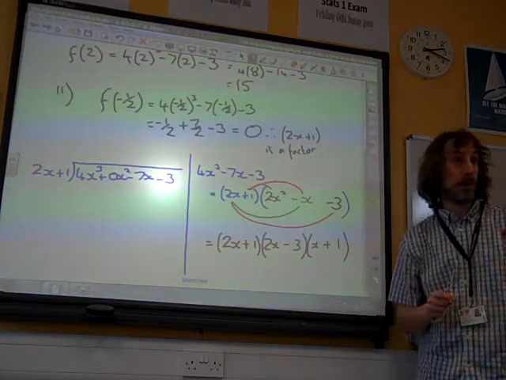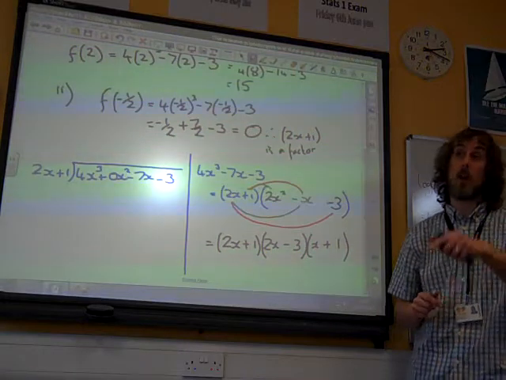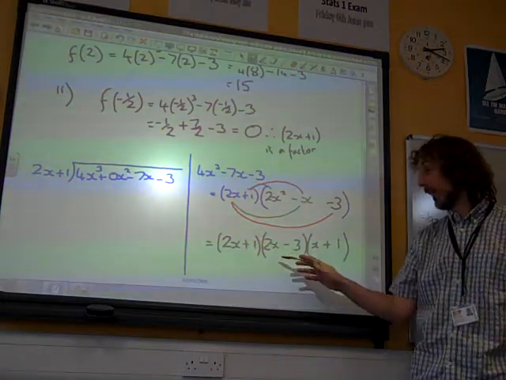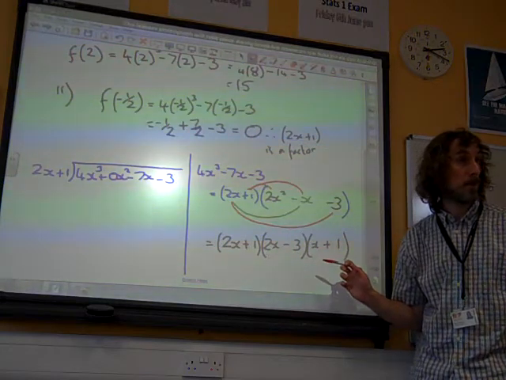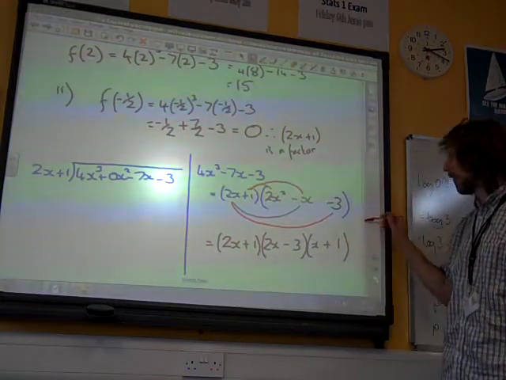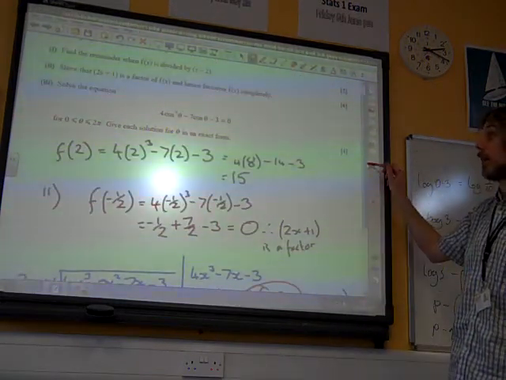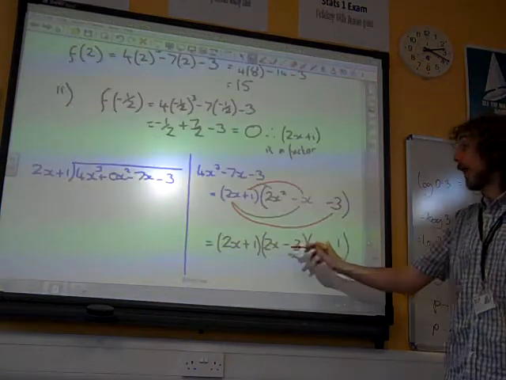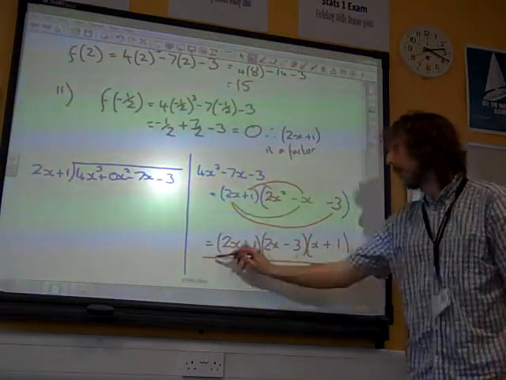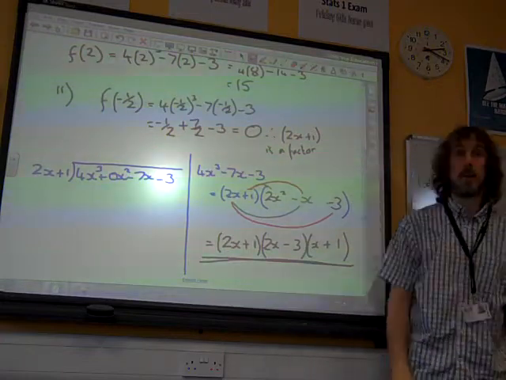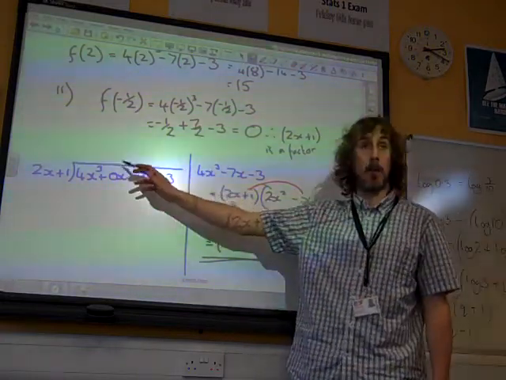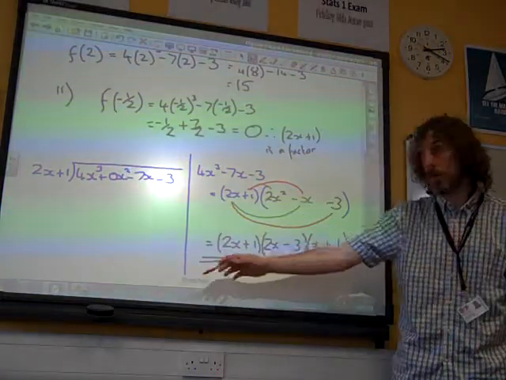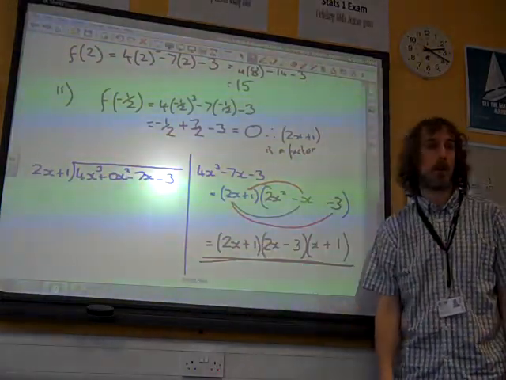One thing that a few of you did when I was marking this is you then went on to say x equals minus a half, x equals 3 over 2, x equals minus 1. But the question didn't ask us to do that, did it? The question said fully factorise completely. So that is your final answer. That's as far as they want you to go, and then to stop. If you'd done the long division, you would have got 2x squared minus x minus 3 on the top, and then you would have had to factorise that to get these two last brackets.